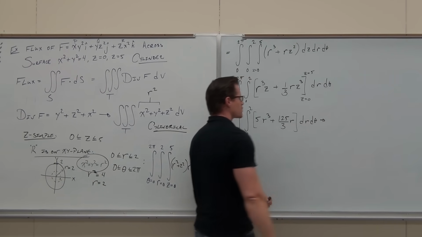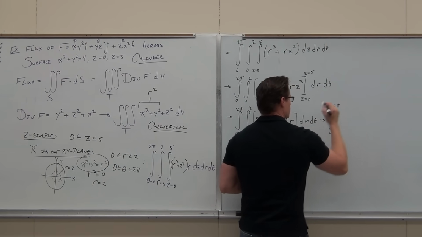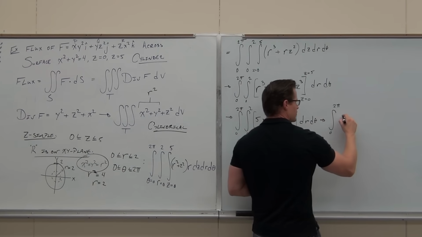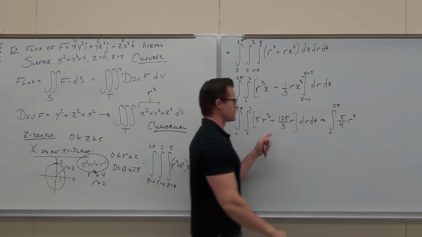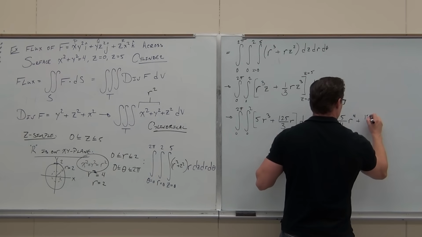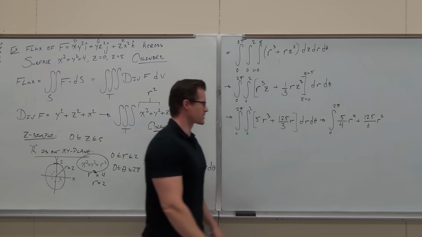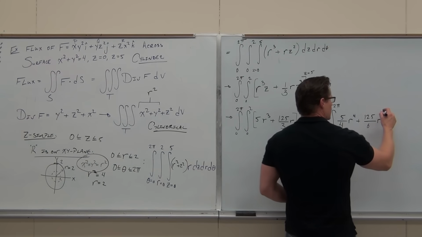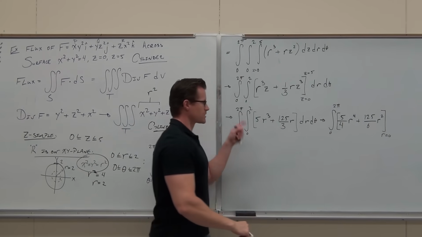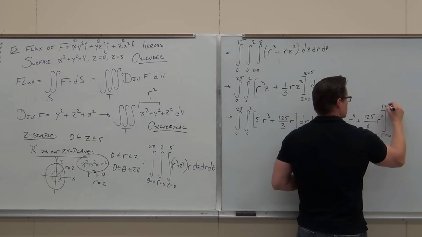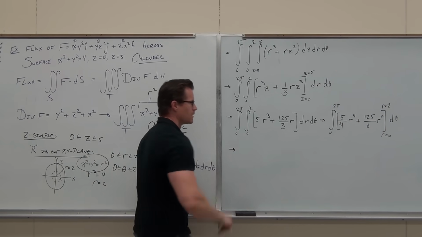Yeah. So when we integrate with respect to r, from 0 to pi for theta, we're going to get 5/4 r to the 4th, and then 125 over 6 r squared. And then we're going to evaluate that from r equals 0 to 2, and then do our last integral, hopefully get the right answer.